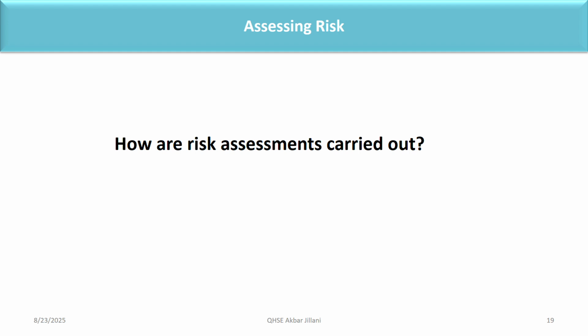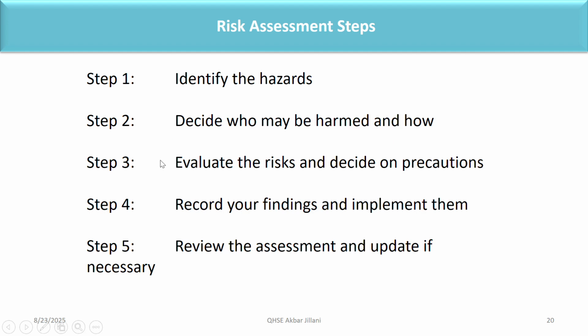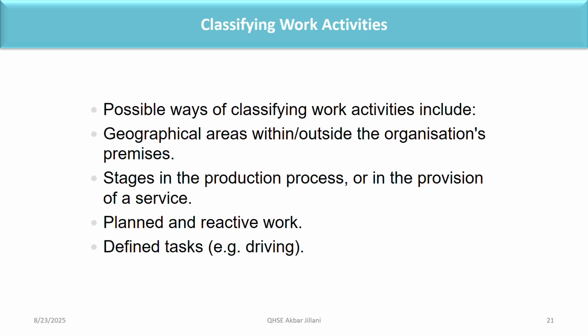How is a risk assessment carried out? For the risk assessment, there are five steps. Identify the hazards, decide who may be harmed and how, evaluate the risk and decide on precautions, record your findings and implement them. Then the fifth one is to review the assessment and update if necessary. So these are the 5 steps of risk assessment. Now we will take them one by one.